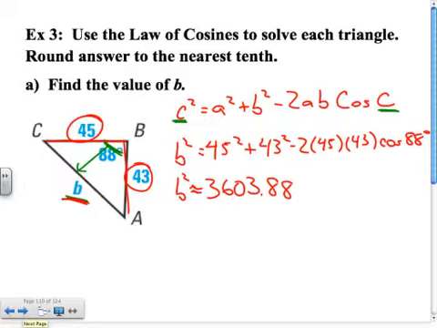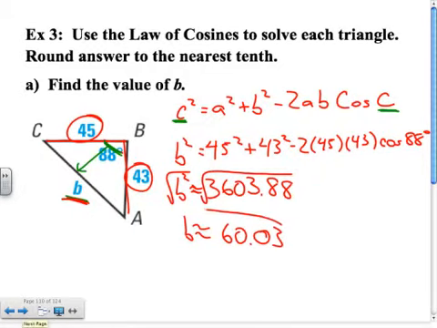Then I take the square root of both sides, and so the value of b in this diagram is roughly the square root of 3603.88. I'm thinking we're going to be pretty close to 60.03 for the value of b. Then I look back at my diagram and ask, does that make sense? Well, if this is 88, chances are that's going to be my biggest angle, so it should make sense that the longest side is across from the largest angle, and 60 is bigger than 45 and 43, so I'm pretty sure we're good to go there.